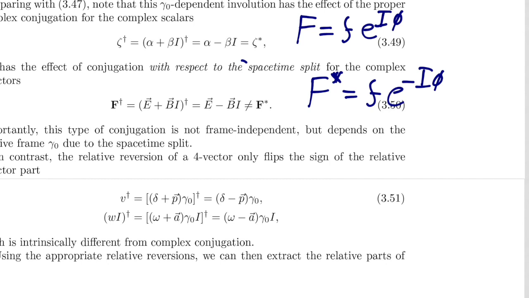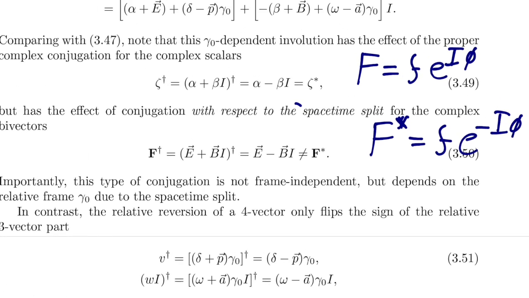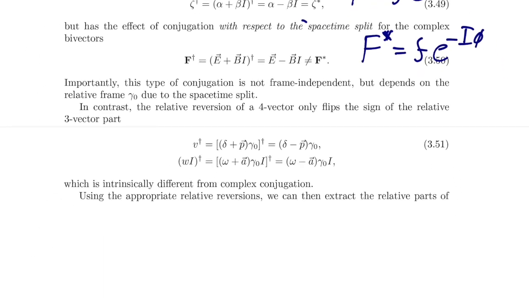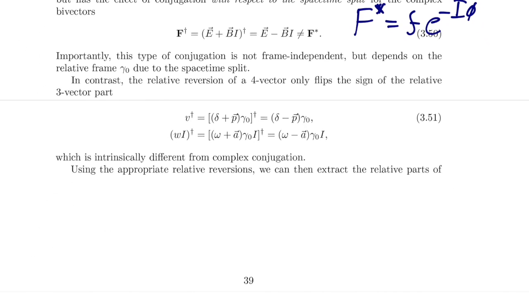Now, if you go back to the complex scalar, what saves that? Why is it that the reversion of the complex scalar does in fact equal its complex conjugate? Well, alpha and beta, as we learned before, are unaffected by frame transformations, so these two coalesce to be the same in this case. In this case, they don't coalesce, because the space-time split is totally frame dependent. And then this vector case is somewhere sort of in between, I guess.